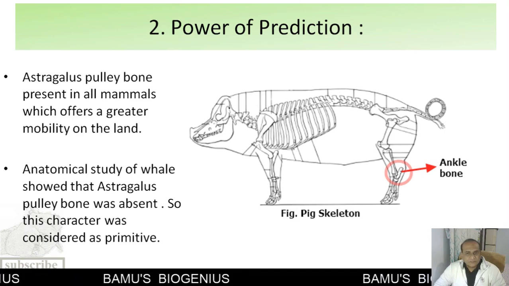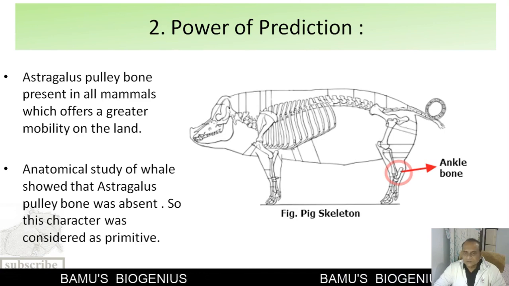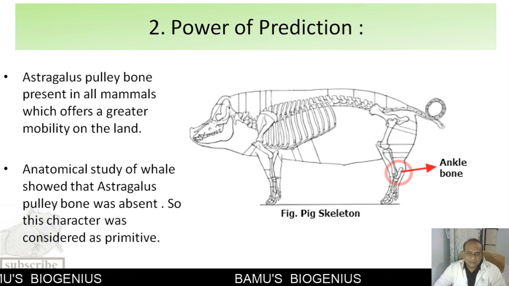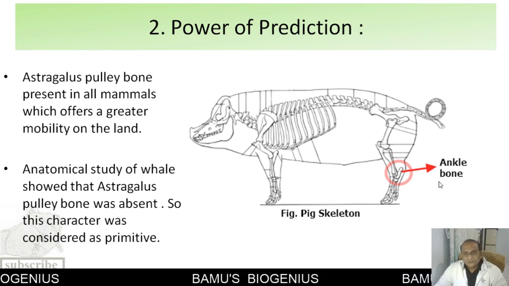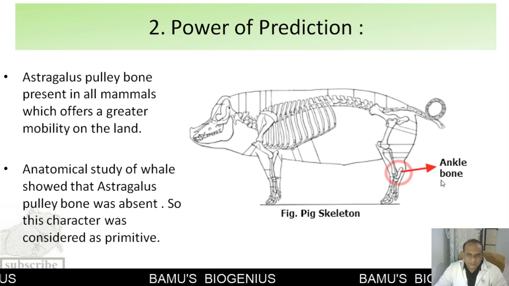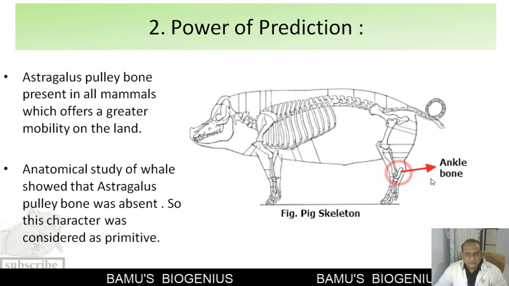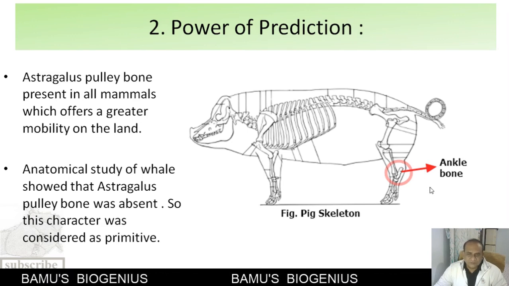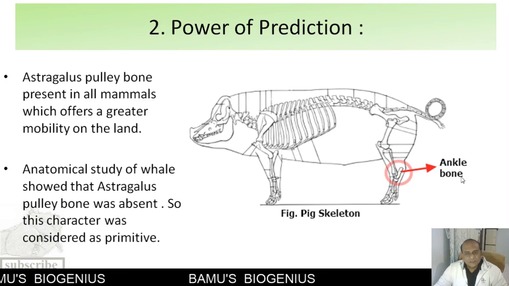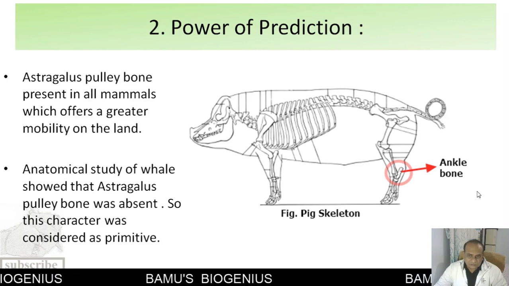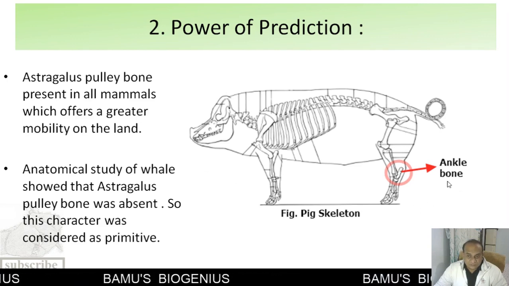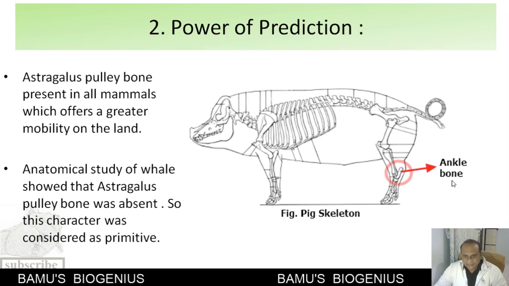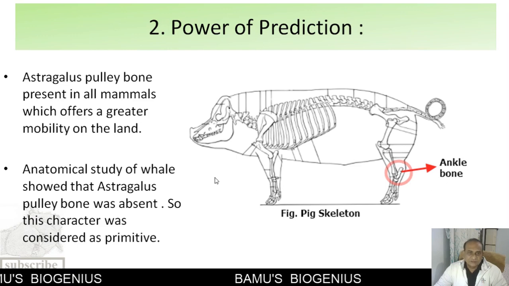Then it was also found that all the ungulates present today have a particular kind of bone in their hind limbs known as the ankle bone. These ankle bones are of two types. In some ungulates, it is a single pulley bone astragalus. In some ungulates, it is a double pulley bone astragalus. In the case of even-toed mammals, or the Artiodactyla group, the ankle bone is a double pulley bone. Such an ankle bone is very useful for forward mobility and greater mobility on land, and it is not observed in the whales.